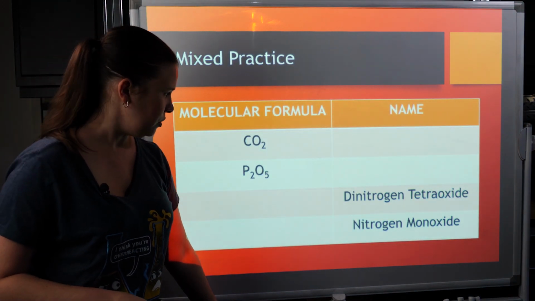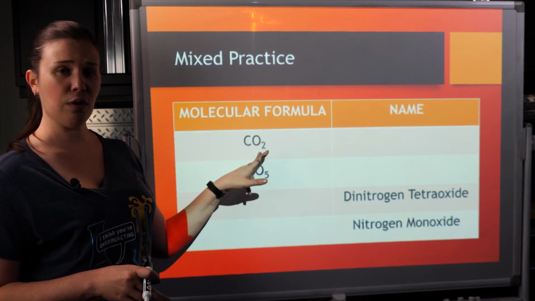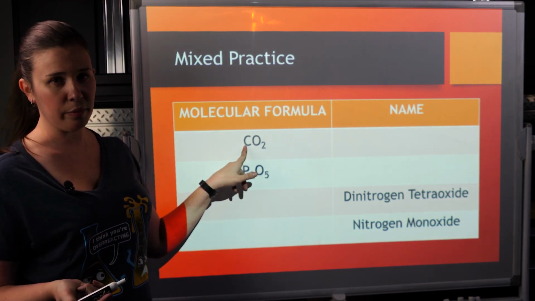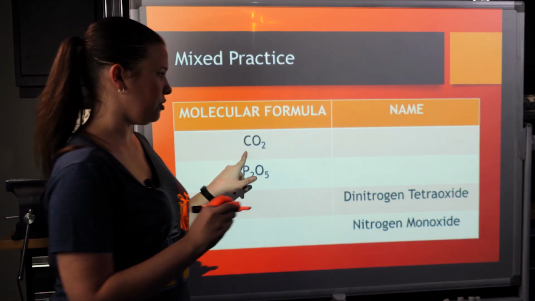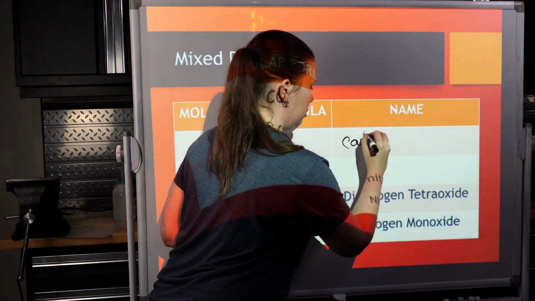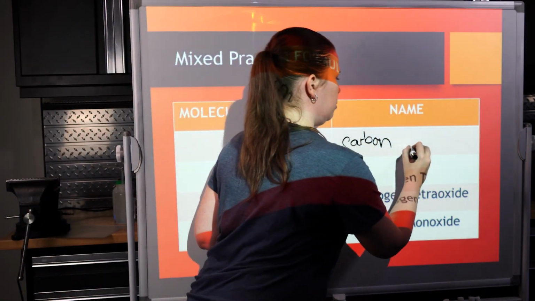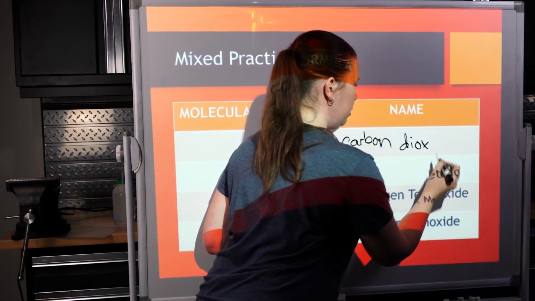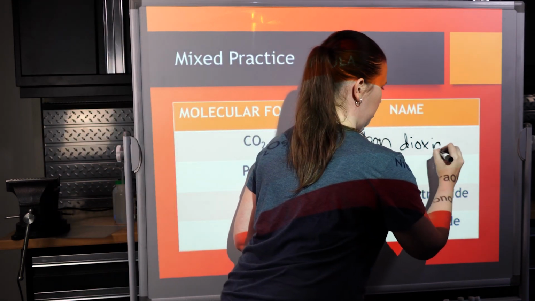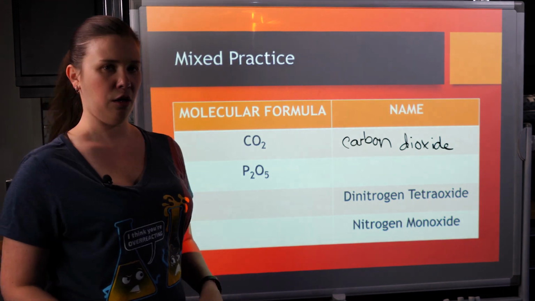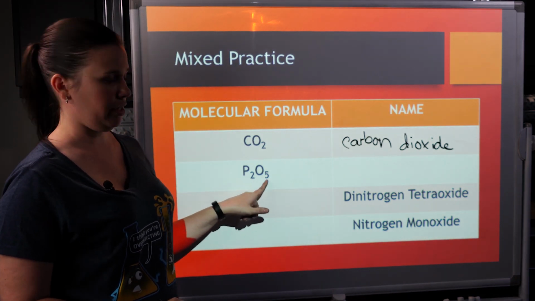So let's try a couple. So we have carbon and oxygen, but there's 2 oxygens. Since there's only 1 carbon, should I use the prefix for 1, mono? Not on the first atom. So this is just going to be carbon. And then the prefix for 2 is di. So this will be diox. Now that I'm at the end of the word, I'm going to end with IDE. Carbon dioxide.